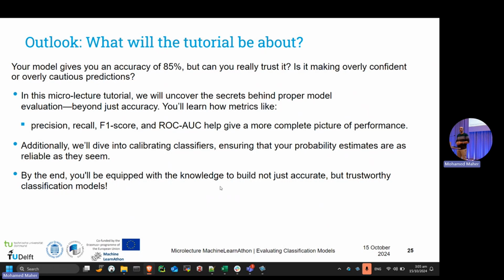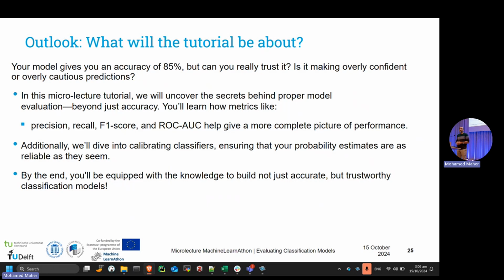As a hands-on tutorial after this micro lecture, you are given a model that has an accuracy of 85%, but we should consider how much we can trust this model and how reliable it is. Should we rely on these model predictions or should we be cautious about them? We are going to evaluate this model, find out the accuracy, and find out different evaluation metrics like precision, recall, F1 score, and area under the curve.